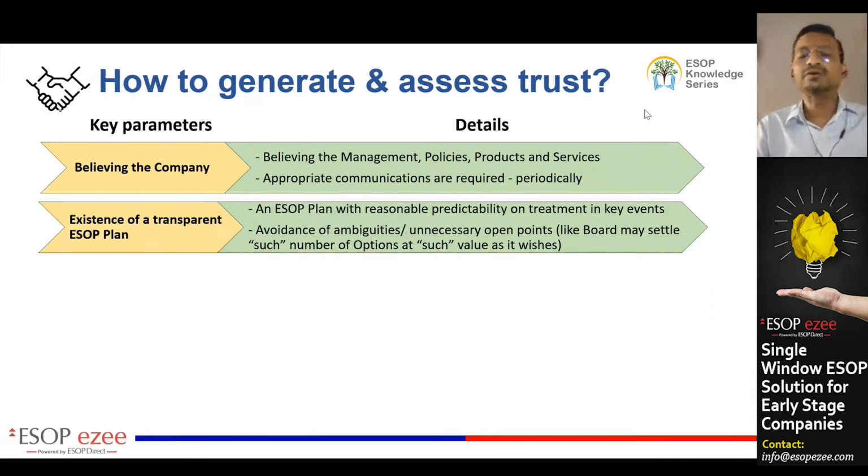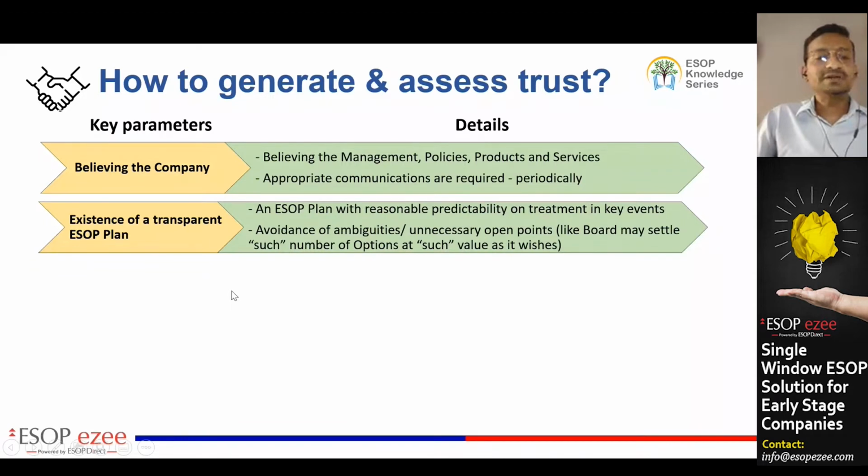Here again, I'd like to make a disclaimer that we are not telling companies to make a big commitment here. We are advocating for making the ESOP plan transparent. Whatever the principle is, it must be stated very clearly, without unnecessary open points. So that is the focus area of bringing in certainty, rather than unnecessarily showing up big commitments.